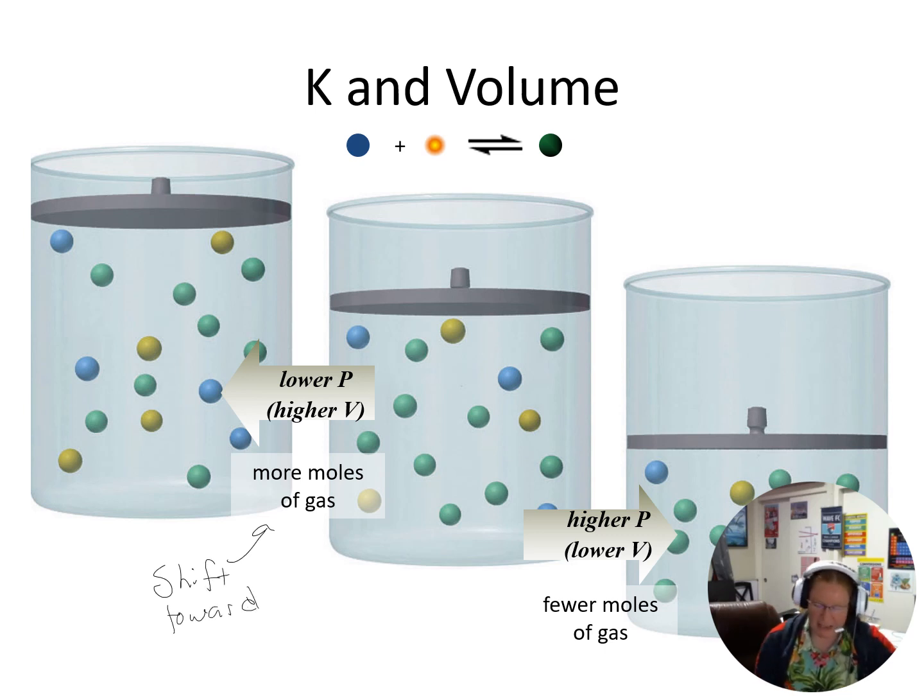Okay. If I decrease the volume, I'm going to shift toward fewer moles of gas. So if I have a bigger volume, I want more gas. If I have a smaller volume, I want less gas. All right.